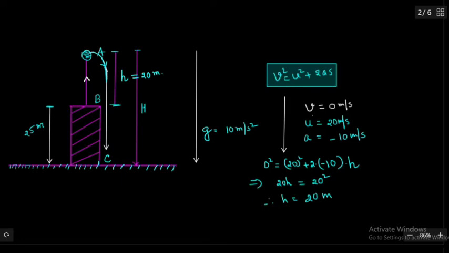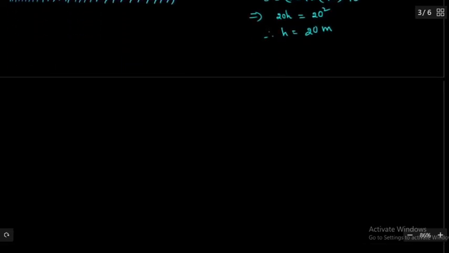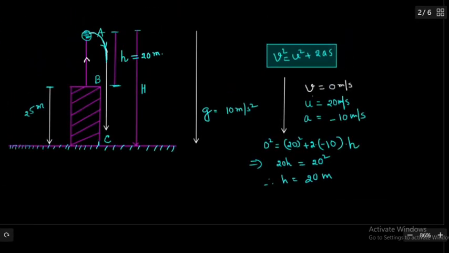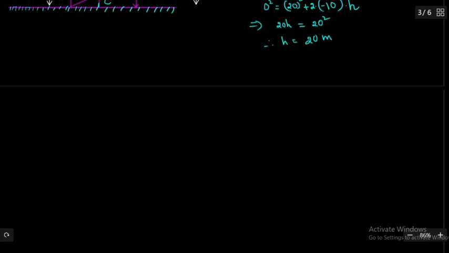Here we have to calculate it in two parts. That is, first part will be the motion of the ball from point B to point A. The first part is upward motion from point B to point A. Next, the second part is from point A to point C. So from point B to point A.